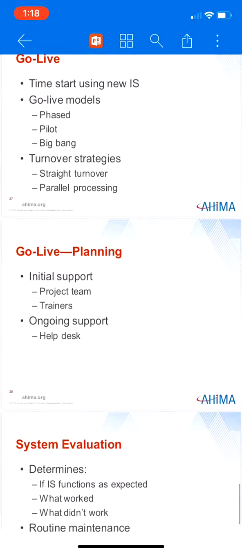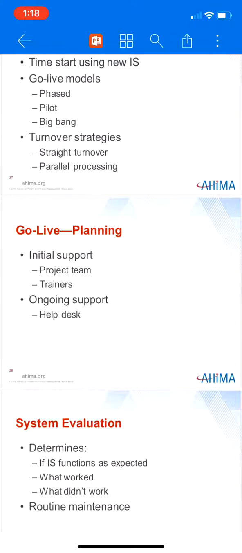And during your go live, you're going to have initial support, and then you're going to have ongoing support. So in the initial support phase, there should be a team member of the project team in every unit or department when the information system goes live. These project team members should be highly visible to one another. For example, they could wear matching shirts. Project team members are needed to answer questions and generally ensure that the information system startup runs as smoothly as possible.